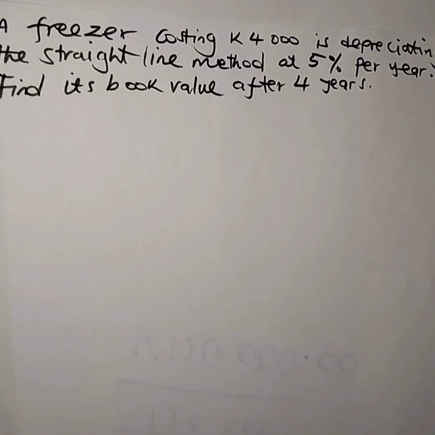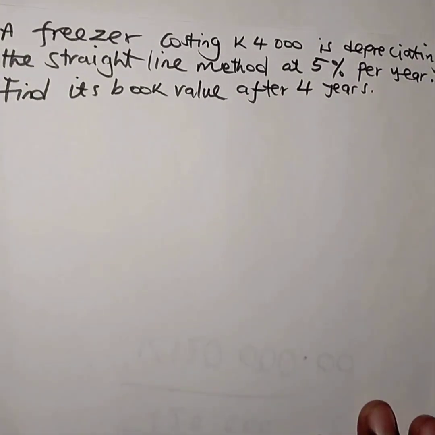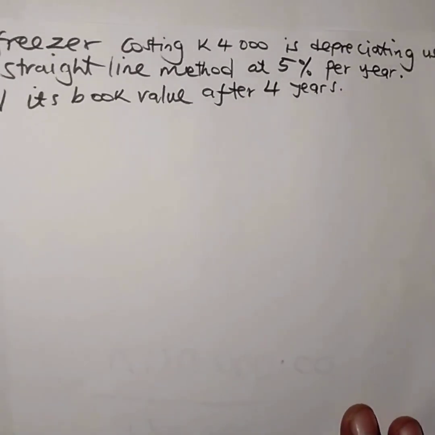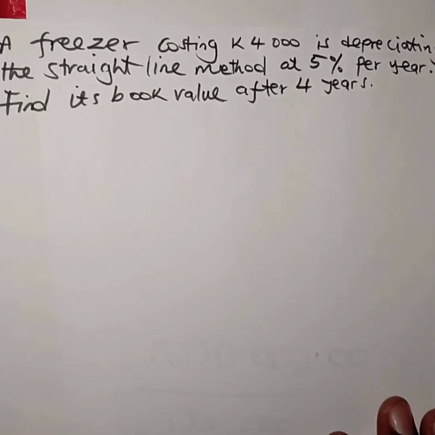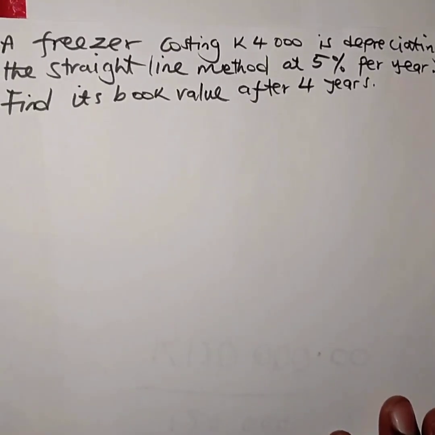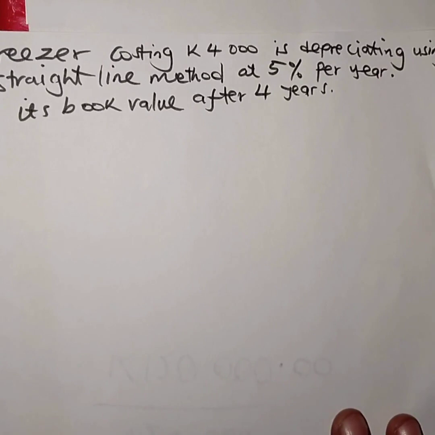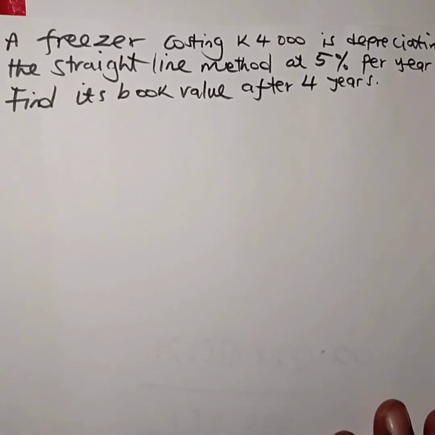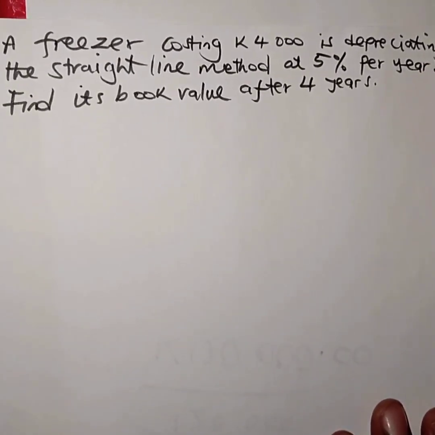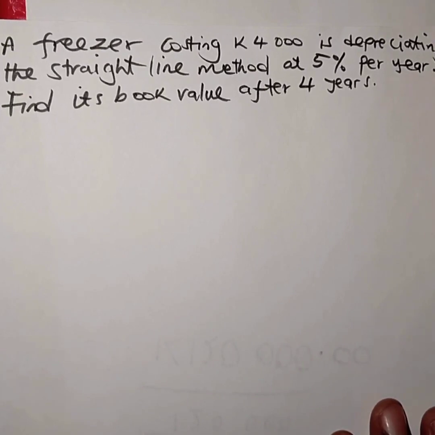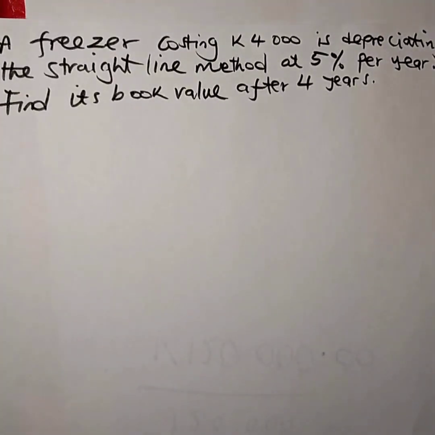The question reads: a freezer costing 4,000 kwacha is depreciating using the straight line method at 5% per year. Find its book value after 4 years. So, remember, there is appreciating and depreciating. Depreciating, it loses value. In this case, appreciating, it must gain value.